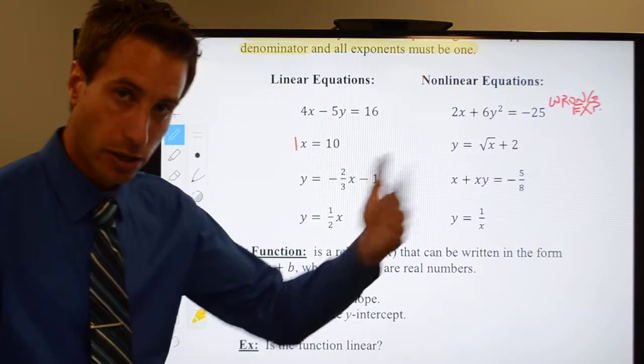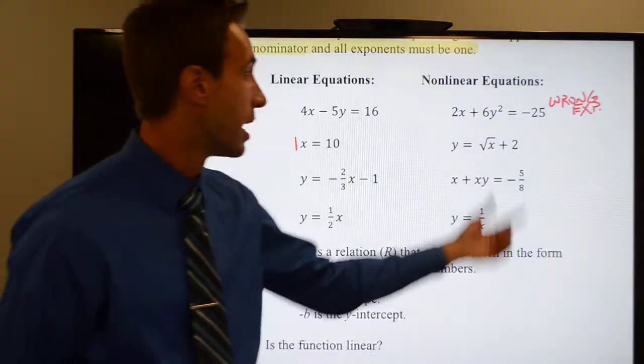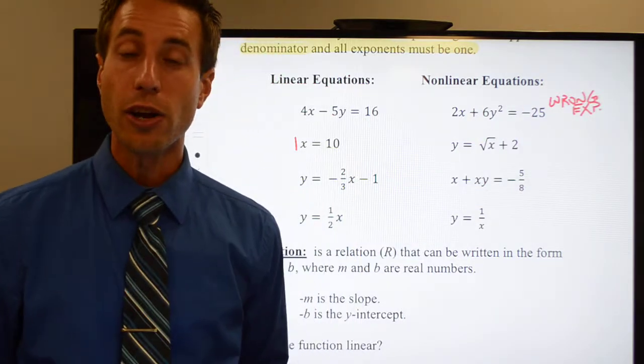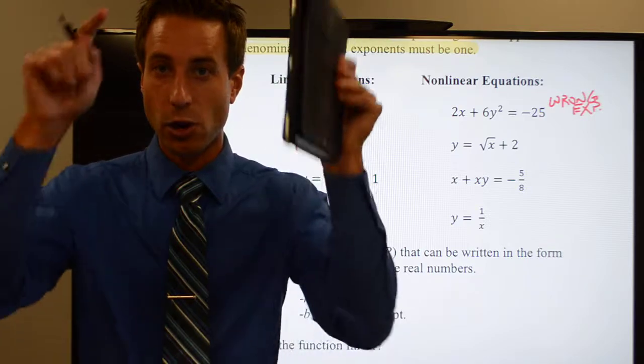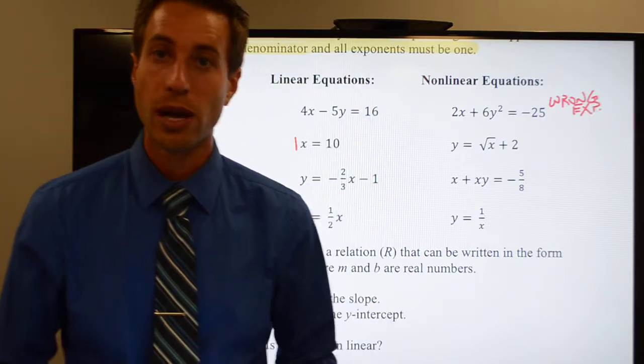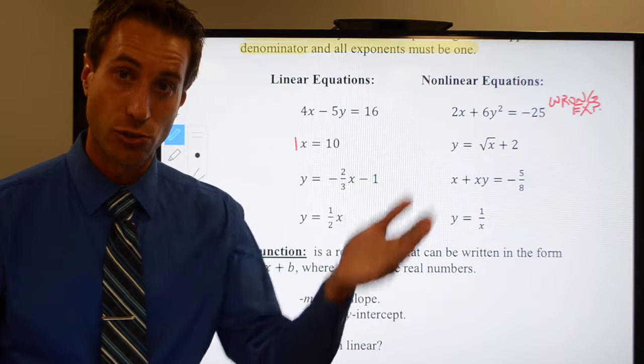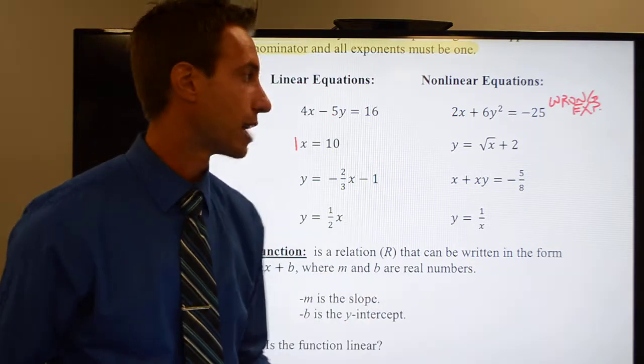And anytime the exponents aren't 1, it's not going to be linear. In fact, we'll learn later on as we go through this course, anytime you actually have a variable squared, we have a quadratic function. They look like parabolas, right? U's that open up or U's that open down. Definitely not a straight line. We'll get to those in later chapters.